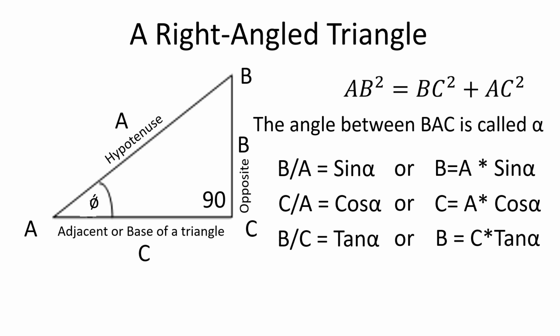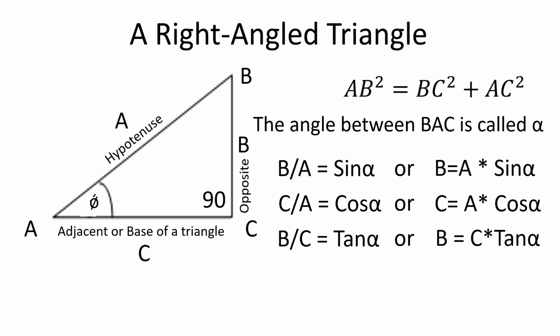B divided by A equals sine of alpha, or B is equal to A multiplied by sine of alpha. Also, C divided by A equals cos of alpha, or C is equal to A multiplied by cos of alpha. And B divided by C equals tan of alpha, or B is equal to C multiplied by tan of alpha.